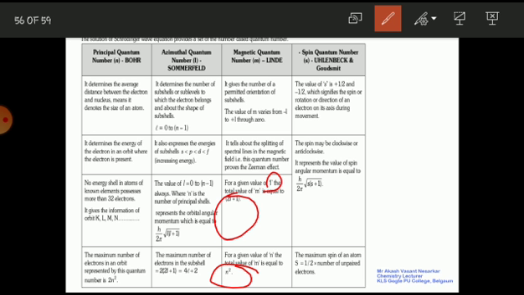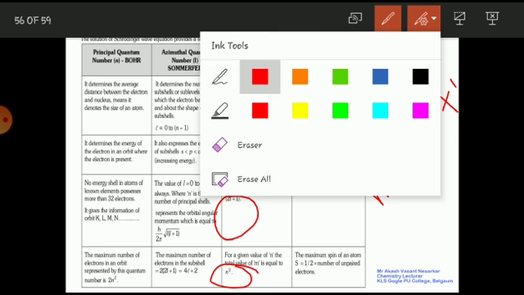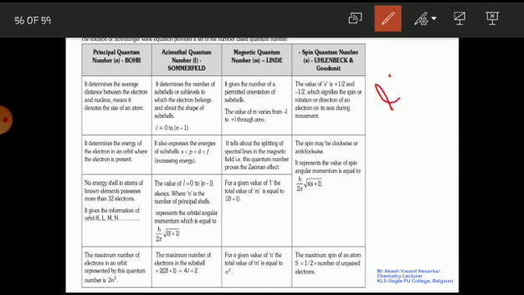So the magnetic quantum number gives the orientation of the subshell. So m can have minus 3, minus 2, minus 1, 0 or plus 1, plus 2. These are the possible values. For example, if l is equal to 1, then m can have the values minus 1, 0, plus 1. If l is equal to 2, then m can have the values minus 2, minus 1, 0, plus 1, plus 2. So it gives the possible orientations of the subshell.